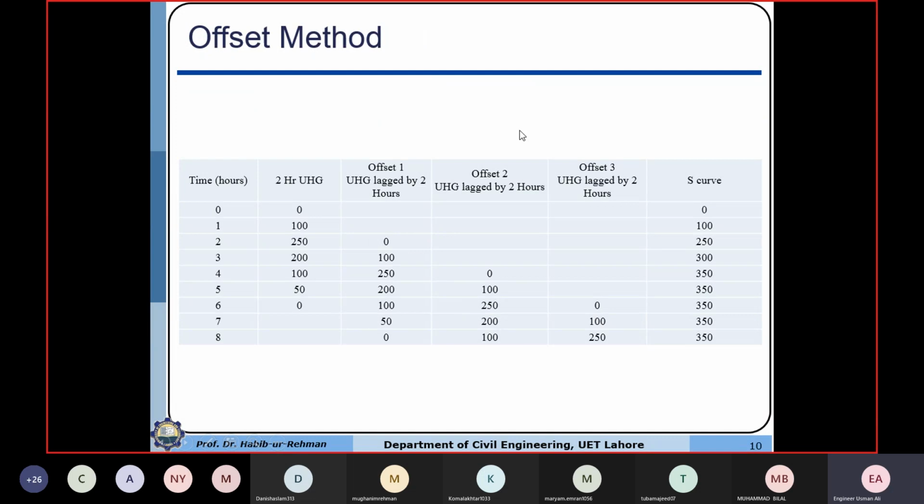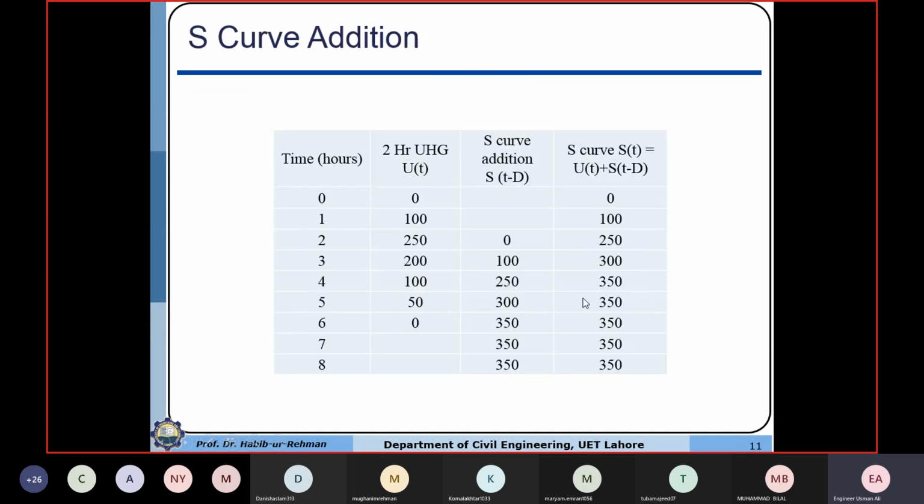Remember this: whether you use the offset method or the S curve addition method, the S curve hydrograph will be the same. Now, in the S curve addition method, again you are given a 2 hour unit hydrograph and asked to derive the S curve by S curve addition. So you will add 2 columns further, S curve addition, which is S of t minus D. S curve ordinates, that is S of t, is U of t plus S of t minus D, meaning this unit hydrograph plus this column will give you the ordinates of the S curve.